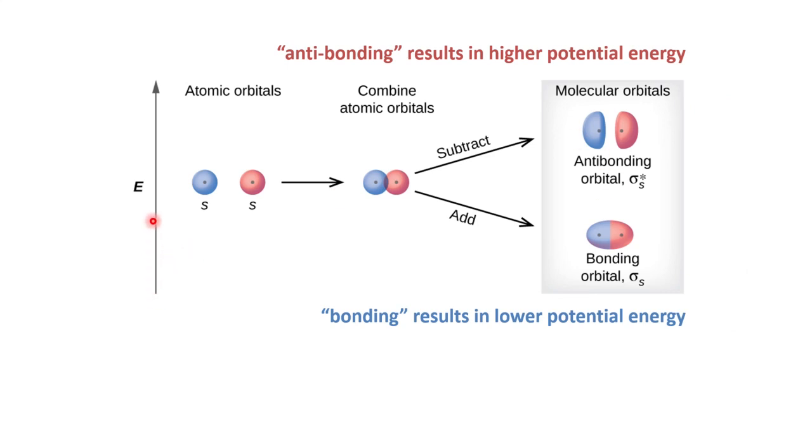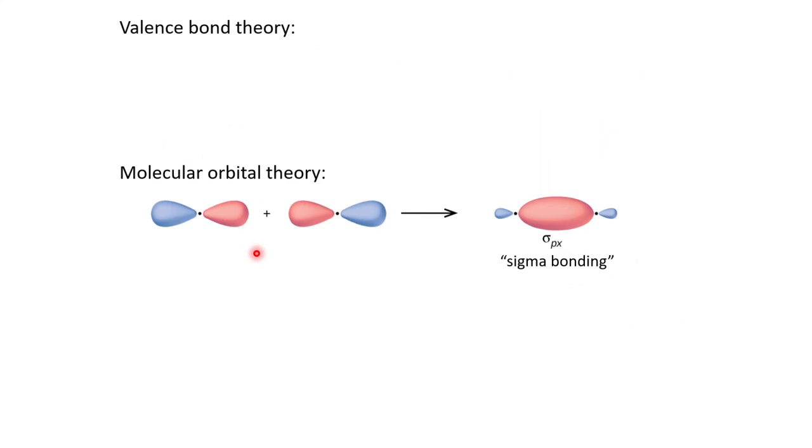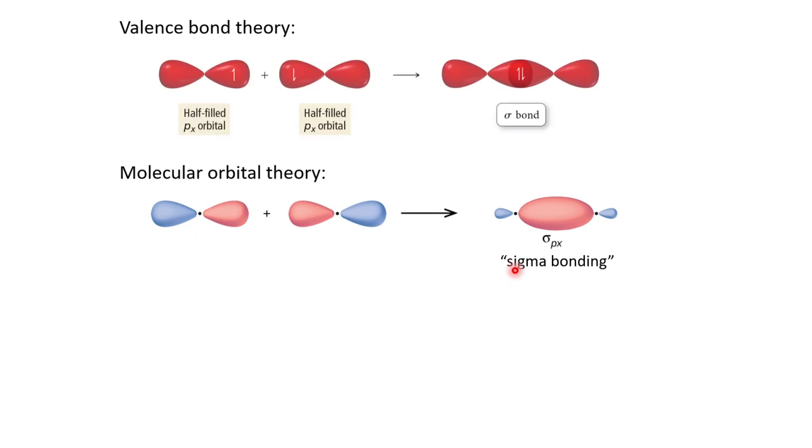So if we were to show our energy diagram, we're starting with our s orbitals, and when we add them together, the bonding orbital, or the sigma s orbital, is lower energy than the original s orbitals. And these anti-bonding orbitals, or sigma star orbitals, are actually higher energy than our original s orbitals. So here's our molecular orbital theory forming our sigma bonding.